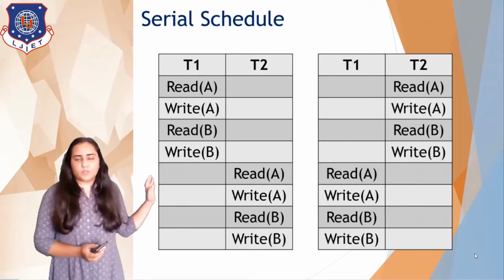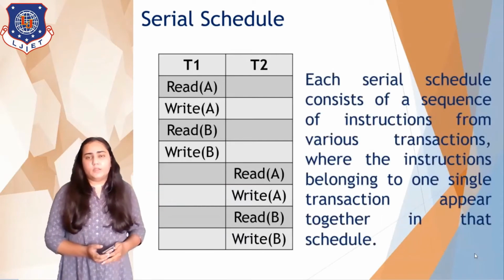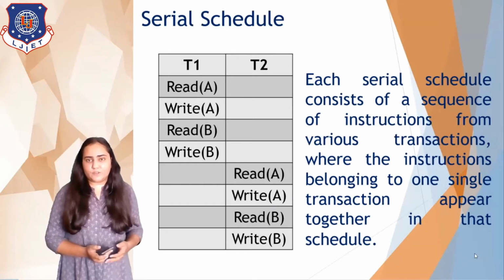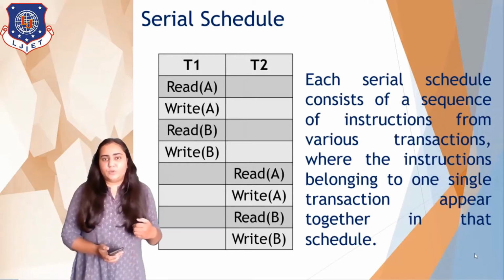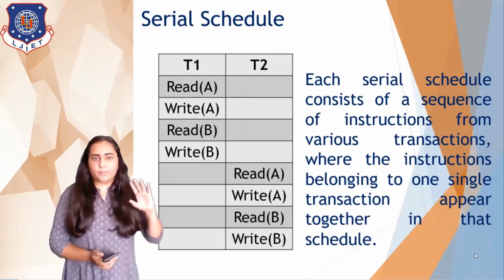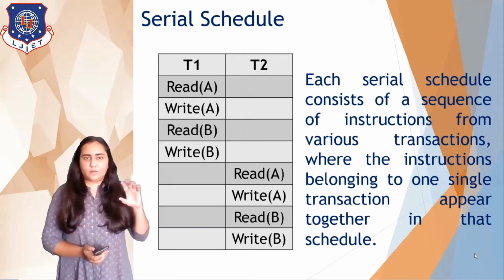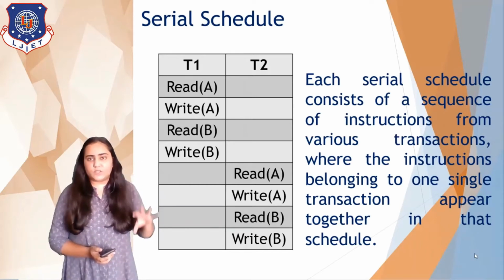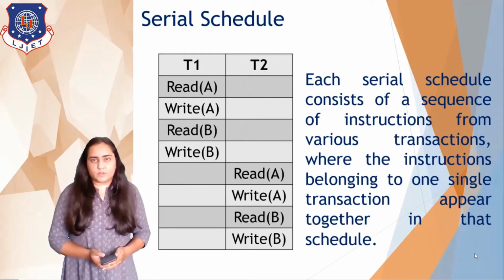Now let me define what a serial schedule is. So a serial schedule consists of a sequence of instructions from various transactions where the instructions belonging to one single transaction appear together in that schedule. So whenever you have a sequence of instructions of one transaction appearing together in one schedule, then it is known as a serial schedule. So all instructions are appearing at the same time together, then it is a serial schedule.